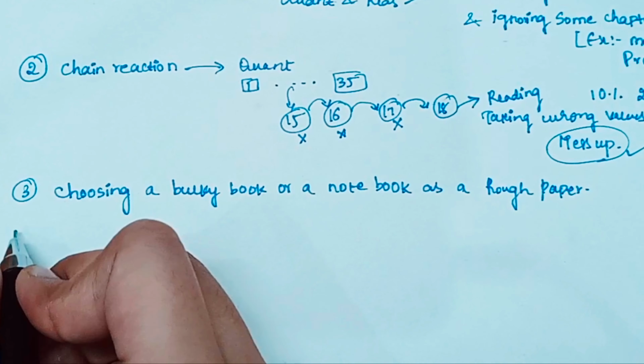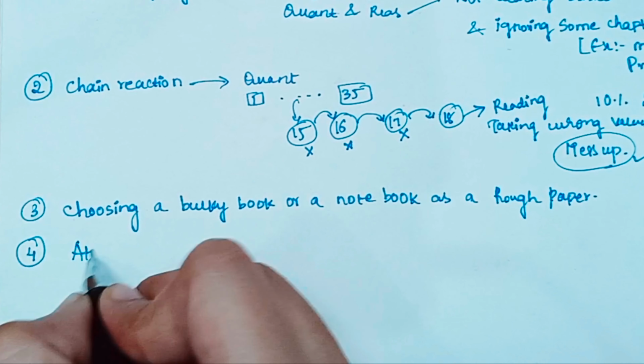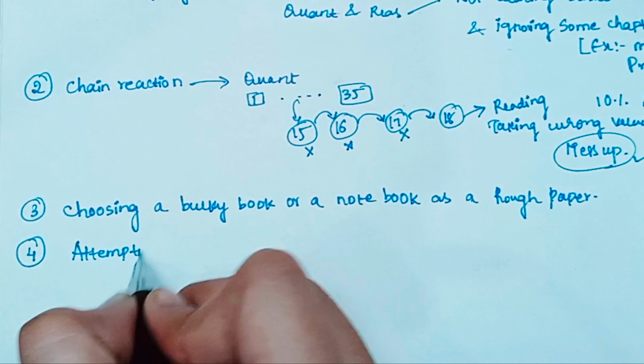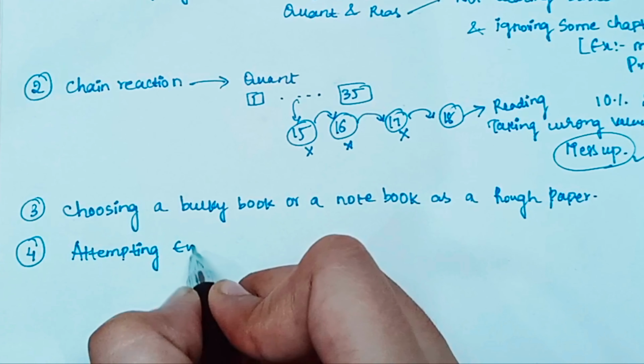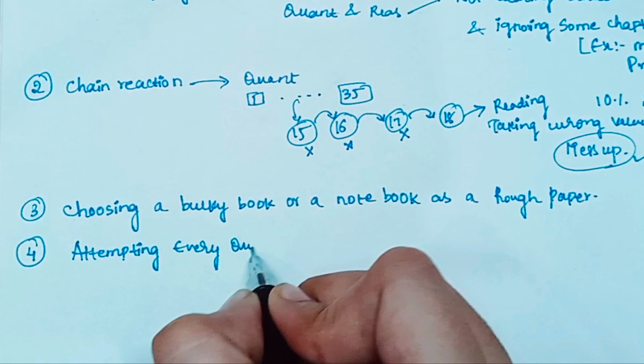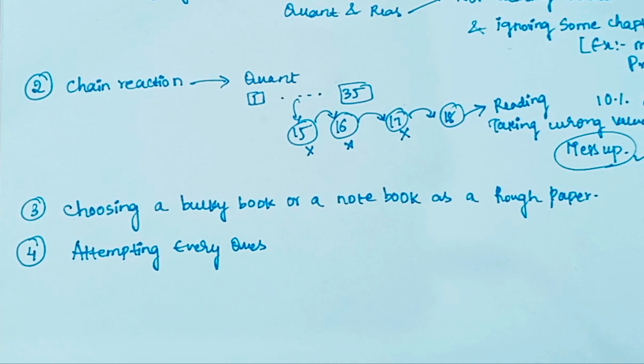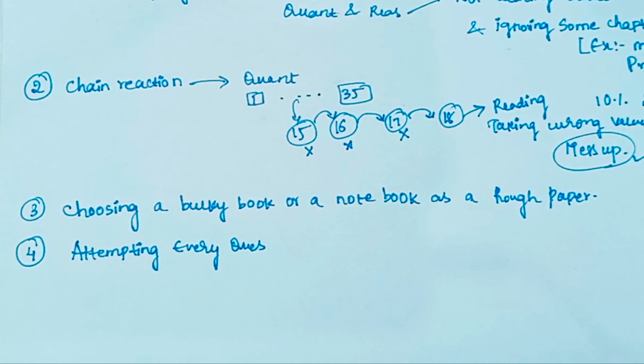The next mistake is thinking to attempt every question. Many aspirants are fixing their mind even before an exam. They're fixing an attempt like 90, 95 out of 100. See, attempts never matter. It is all about the accuracy.